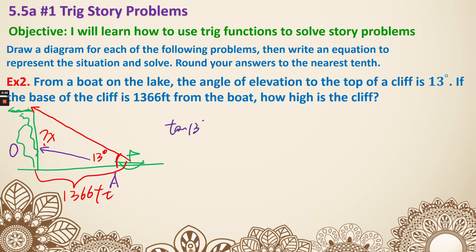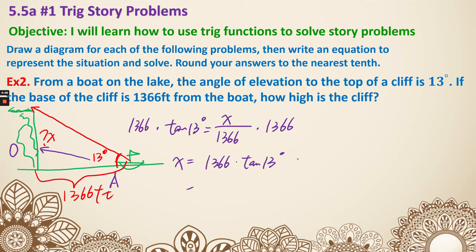So tangent 13 degrees is x over 1,366. Multiply by 1,366 on both sides. That's going to give us x equals 1,366 times tangent 13 degrees. That, after rounding, is going to give us 315.4. Don't forget the unit, feet. That is example 2.